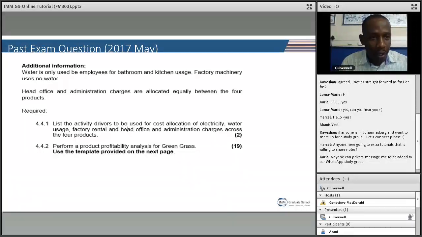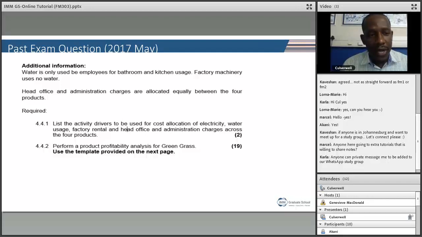The question then went on to say, additional information. Water is only being used by employees for bathroom and kitchen usage. Factory machine uses no water. That's the statement that made me pick this question. You have water only being used by employees for bathroom and kitchen usage, so the factory machines are not using any water. You'll see once we get to the cost driver calculations.